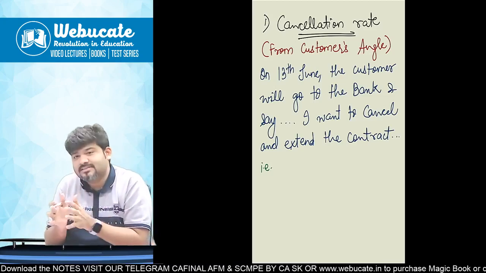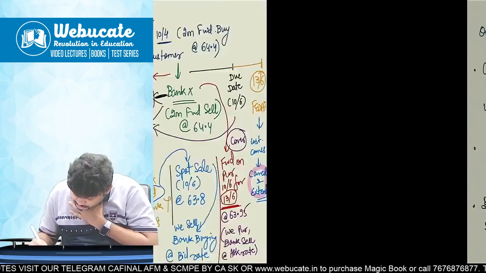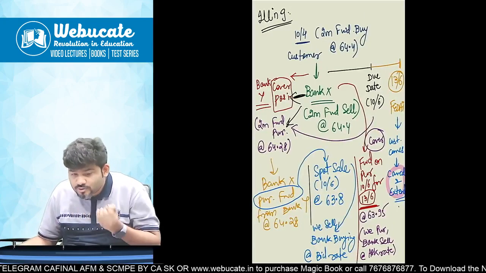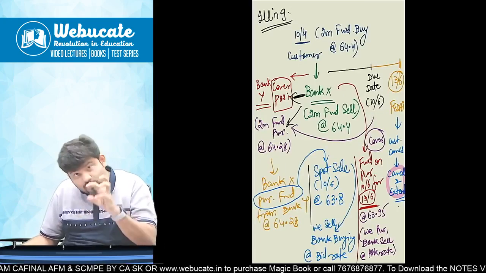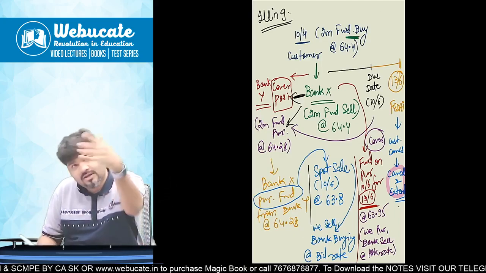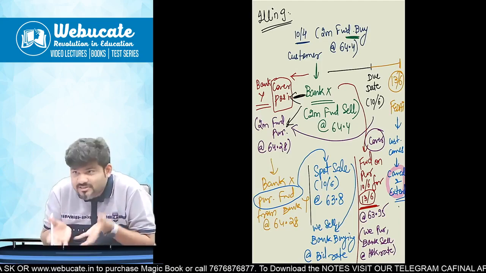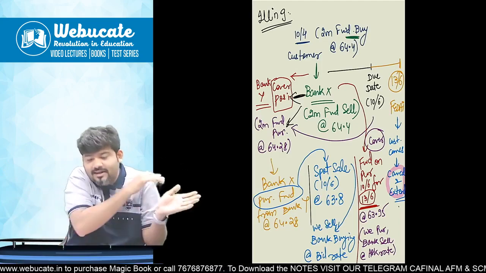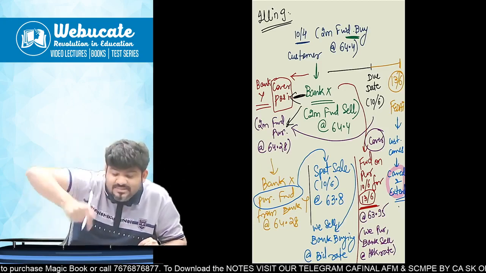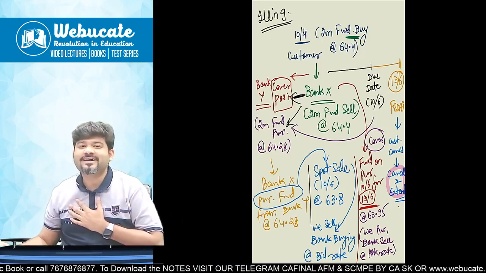As soon as cancellation has to happen, what will happen on that day, on 13th June? It will have to be cancelled on 13th June. Correct? So, how will you cancel it? You will assume that the transaction has happened. What was the original transaction? Forward buy. You will assume forward buy has happened. So, customer will buy. But customer will say, no, what do I do of this? I don't want it. Spot sell reverse. So that spot sell on 13th June will become your cancellation rate.